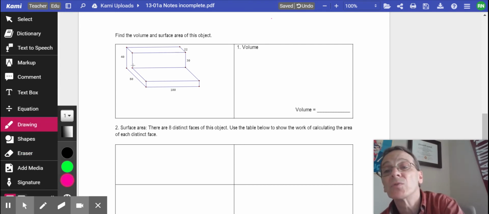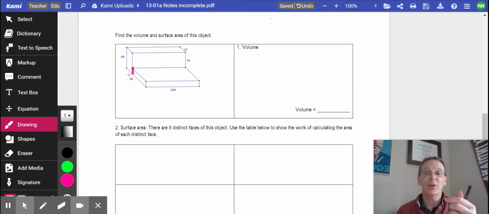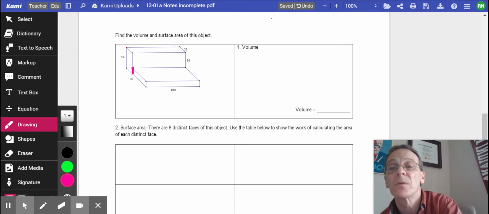I'm going to do it this way. I'm going to do that first option, which is to slice it down through there. So I kind of have a front rectangular prism, which I will highlight here.